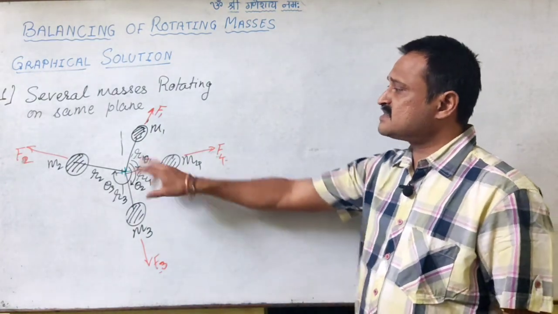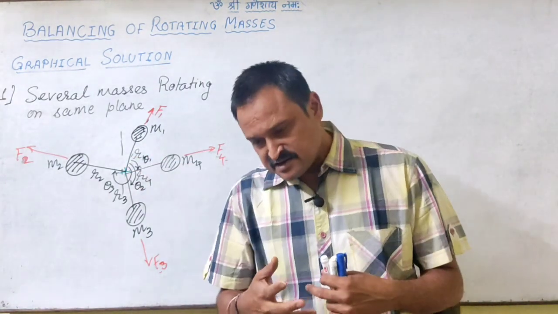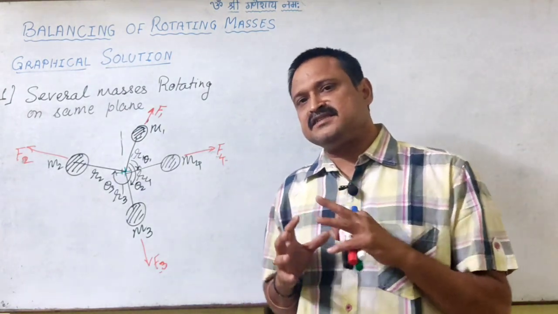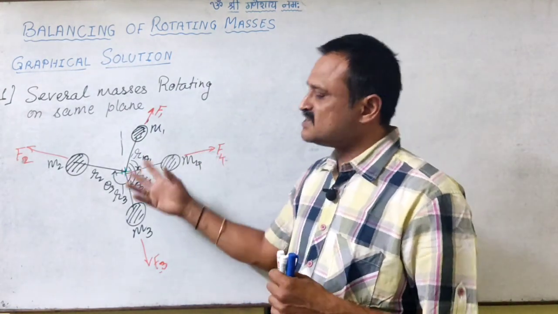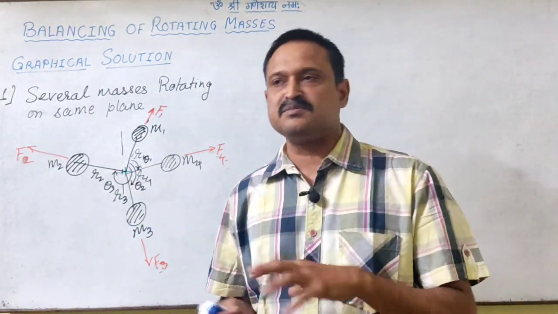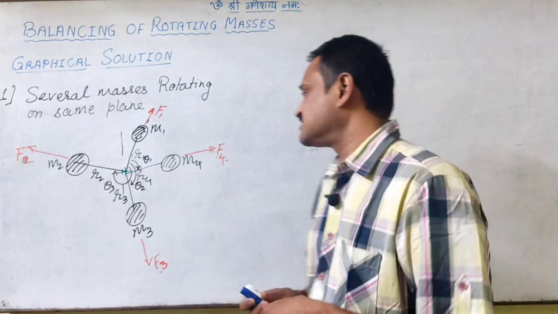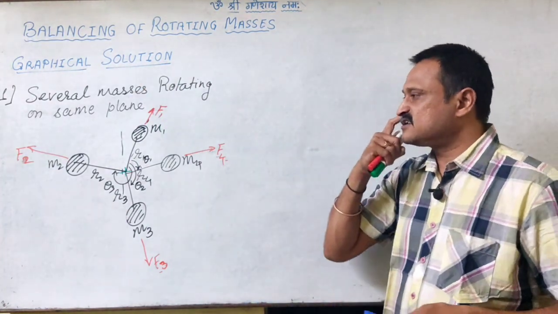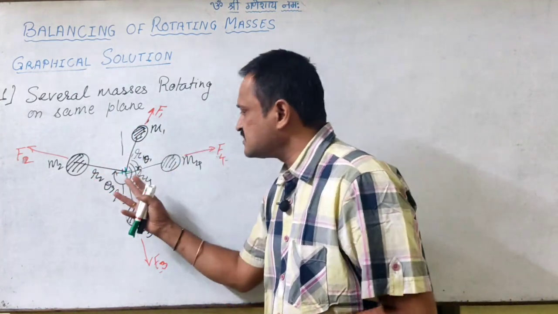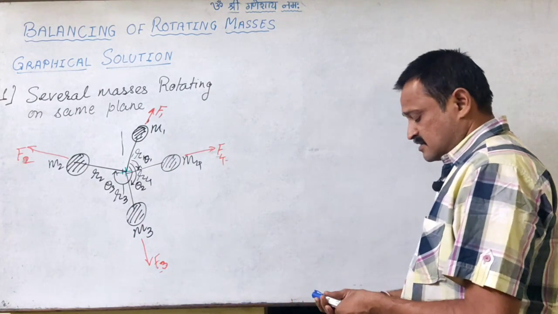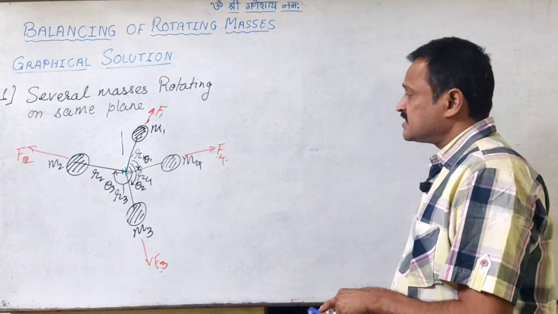Now as these are rotating on the same plane, I have a very great possibility of placing the balancing mass as well on the same plane, so no moment issue comes into the picture, and I can balance this system. Now for this, if we go for the graphical solution, as it is in the same plane, I can go for the vector diagram.